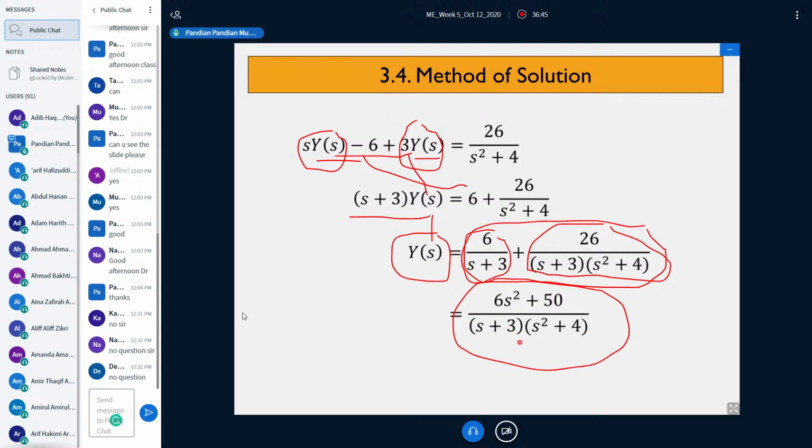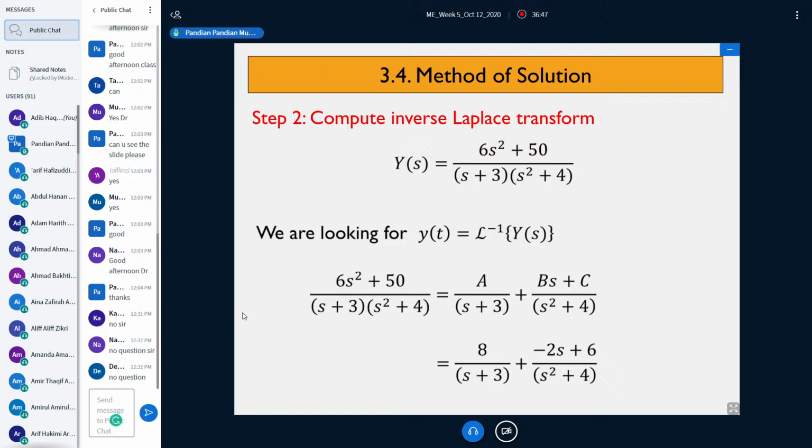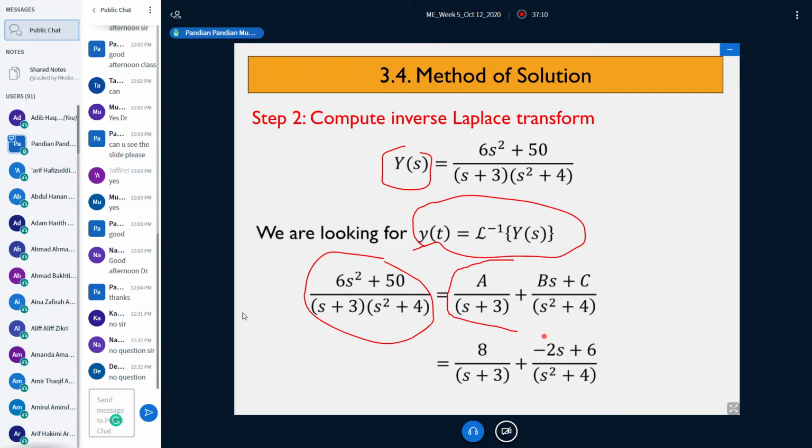So if you want to follow this, then we have to do the decomposition. So we are looking for y(t). y(t) is the inverse Laplace of Y(s). So if you take the inverse Laplace of Y(s), you have found y(t). But the problem is we have to solve this algebraically. This is what we call algebra. So algebra is about partial fraction. Now, this is 6s squared plus 50 divided by s plus 3 multiplied by s squared plus 4. How to write this in the form?